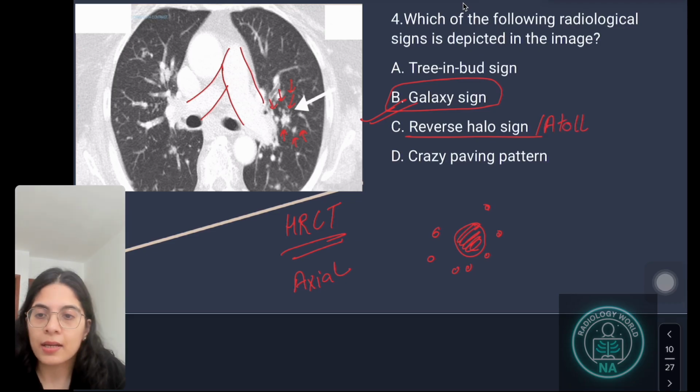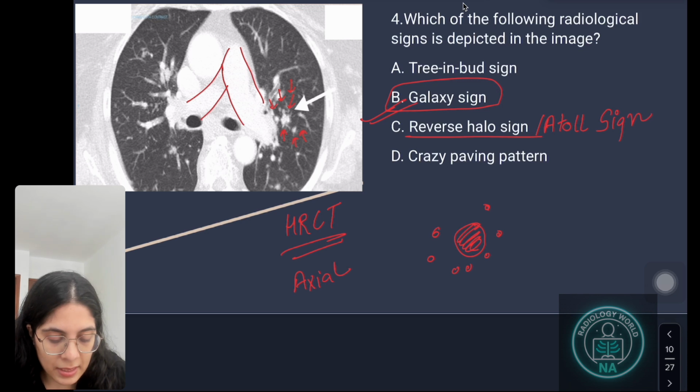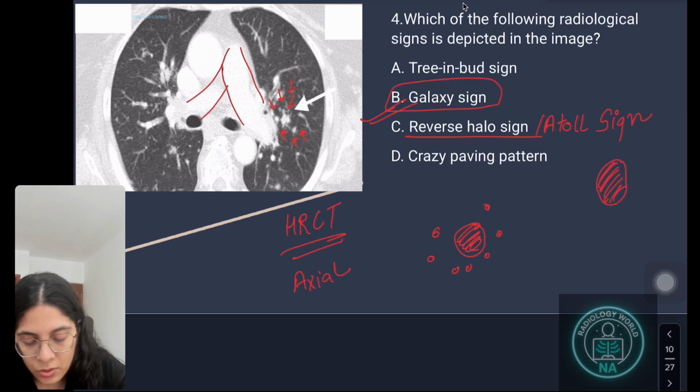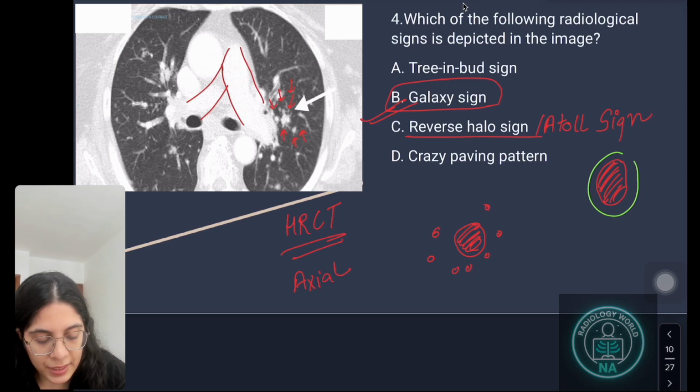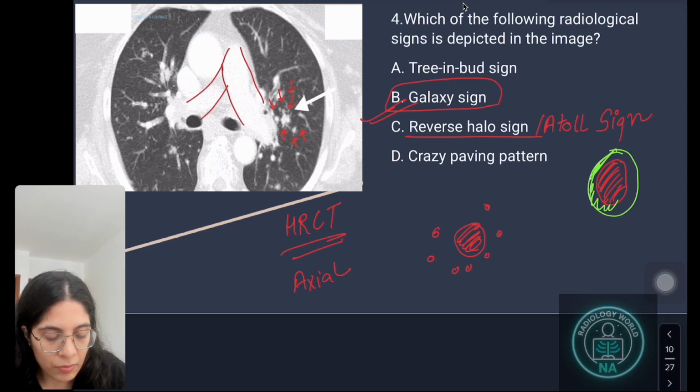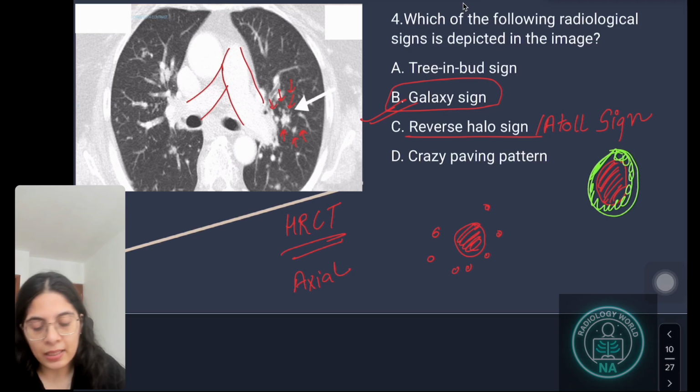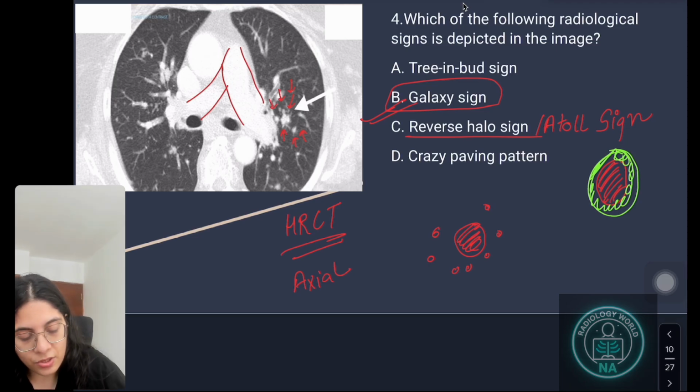We will cover it in our subsequent video series, which is the atoll sign. So what happens is that there is a central ground glass opacity, which is going to be surrounded by consolidation. So that is your atoll sign. This is very characteristically seen in patients of atypical pneumonitis.